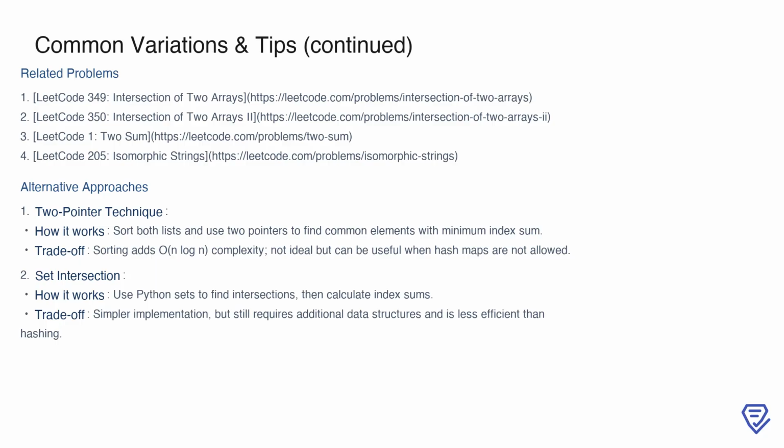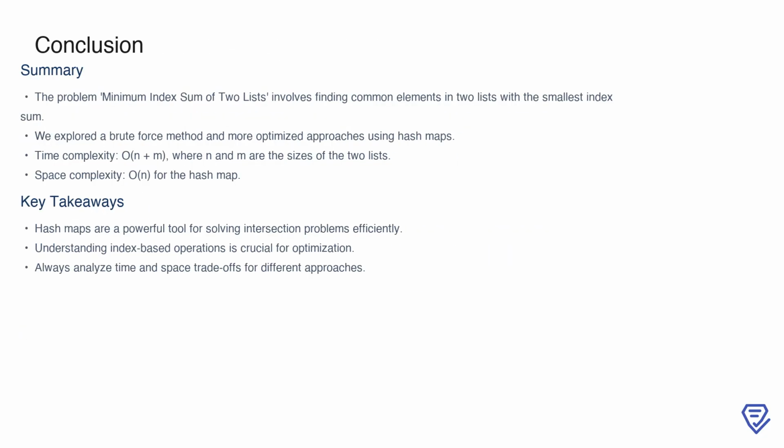With Python sets, you can quickly identify common elements and then compute their index sums. While this is simpler to implement, it's still less efficient than using hash maps and requires additional data structures. Each of these methods has its own trade-offs, so choosing the right approach depends on the constraints and requirements of the problem at hand. Great job solving this problem. To recap, we tackled the minimum index sum of two lists problem using efficient hash map techniques.